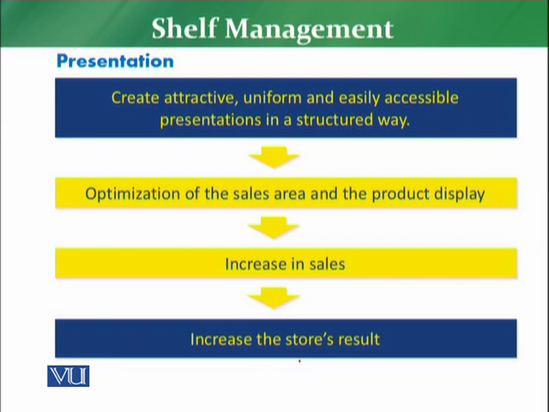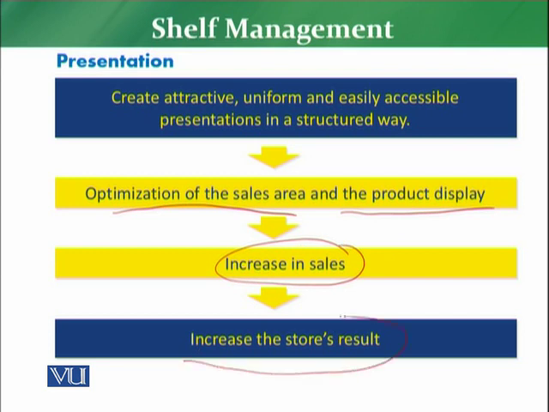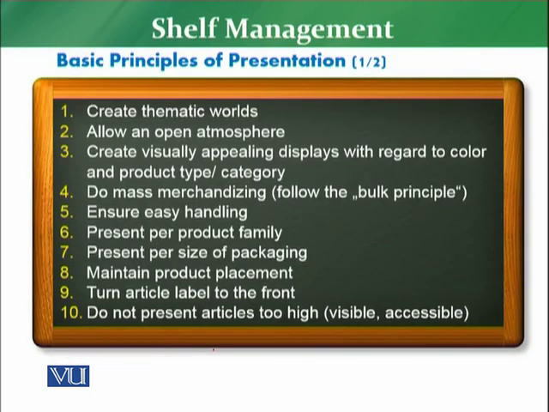So creating an attractive, uniform and easily accessible presentation in a structured way is what presentation means. It will result in optimization of the sales area and the product displays. It will of course result in an increase in sales, and increase in sales will result in the store's overall results, the store's overall KPIs, which include sales, productivity, turnover, invoicing, and stock inventory. So everything and anything is relevant to the product presentation. Now we are going to discuss the basic principles of presentation. There are 16 basic principles of presentation, which is the key for shelf management.